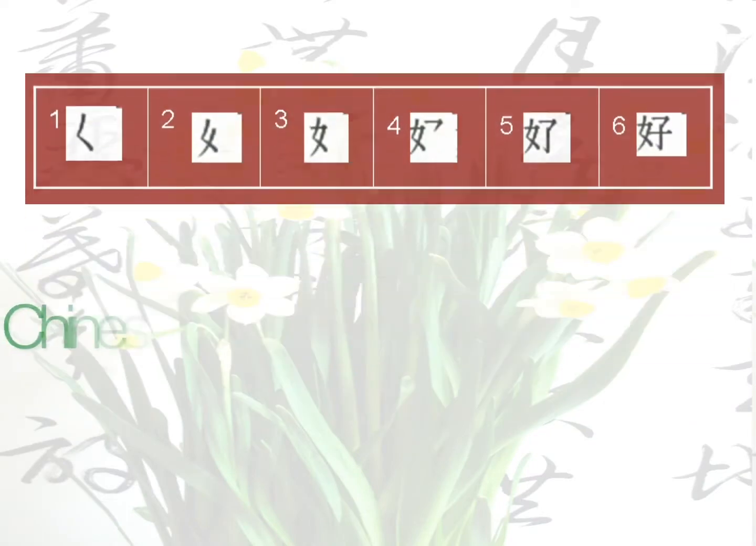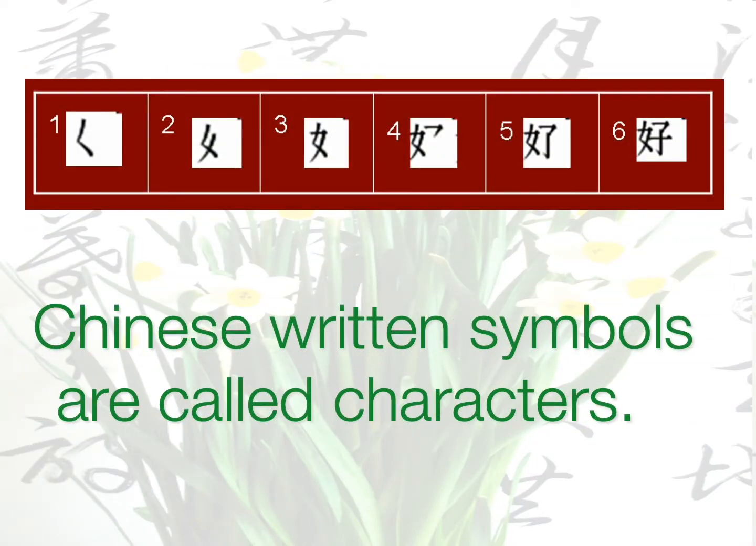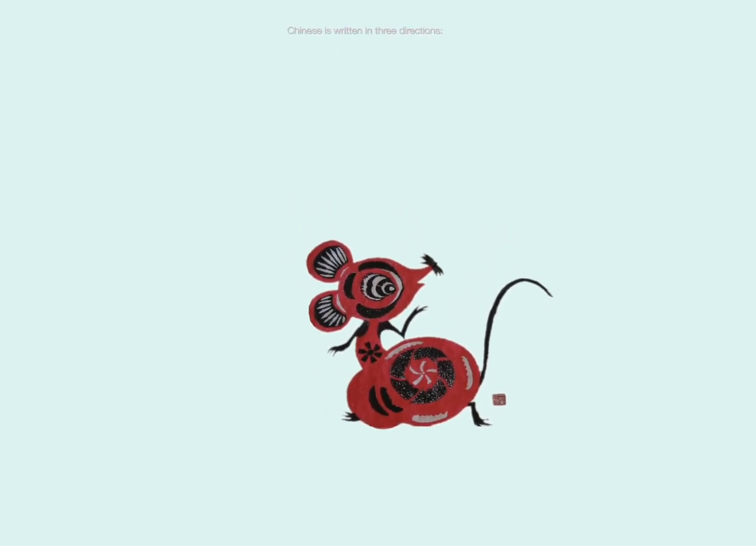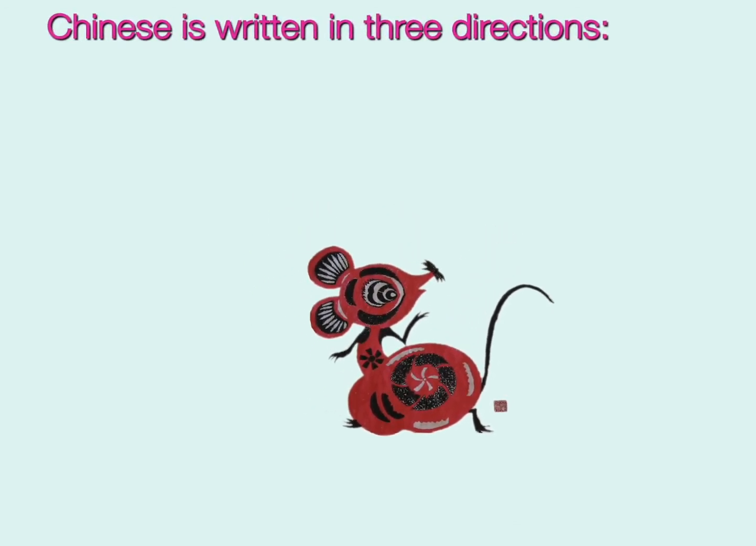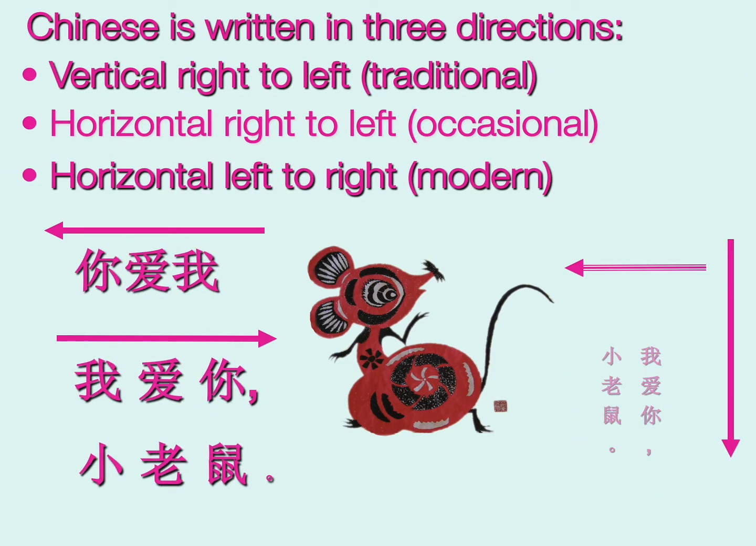Chinese written symbols are called characters. Chinese is written in 3 directions. Vertical, right to left, traditional. Horizontal, right to left, occasional. Horizontal, left to right, modern.